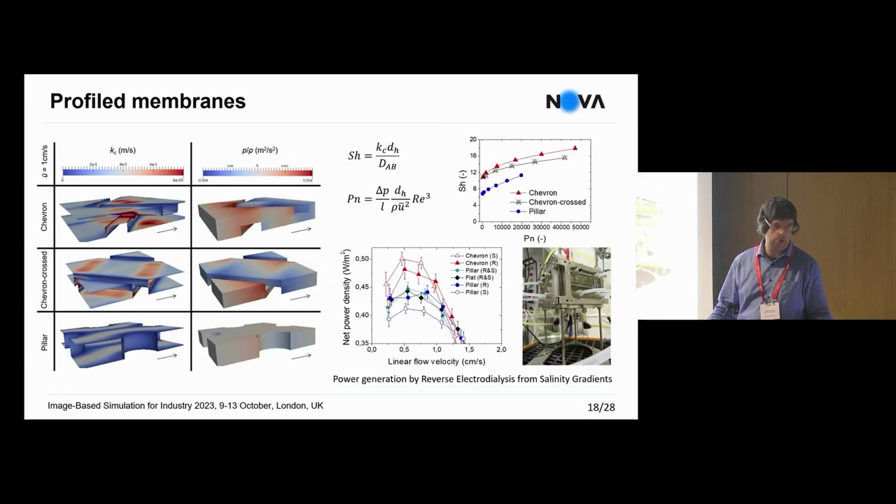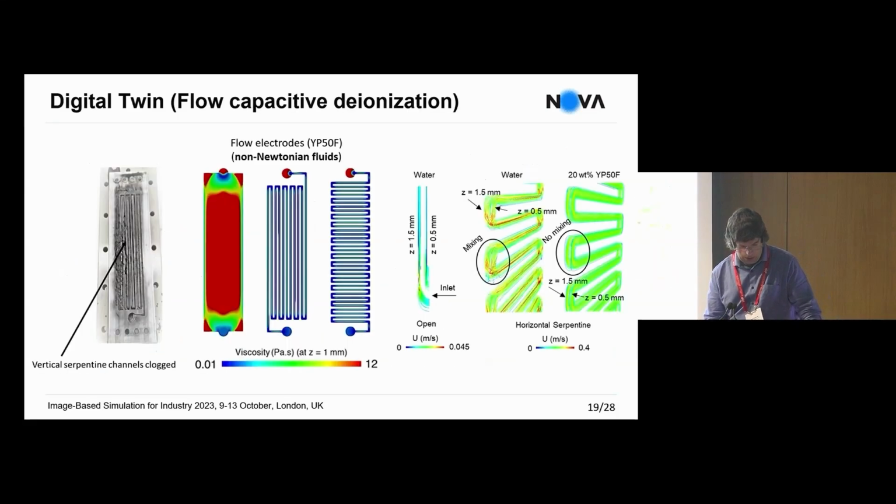Basically, we computed the mass transfer coefficient, and we computed the pressure drop inside the channels with chevron simplified and with pillar corrugations. And CFD simulations were suggesting that the chevrons are going to be the best one. And indeed, you can see here in the bottom that the experimental net power density, which we obtained by using chevron profiled membranes, was indeed the highest one among all compared results.